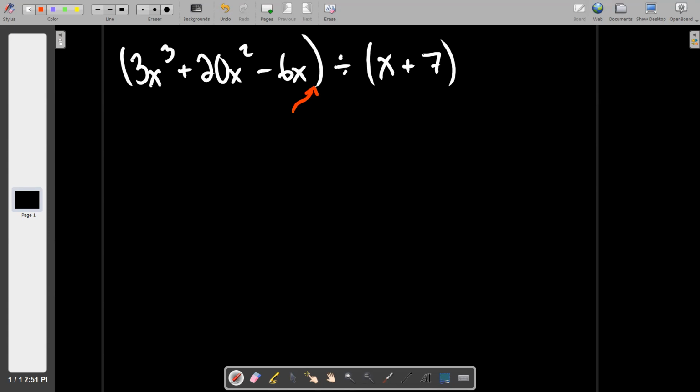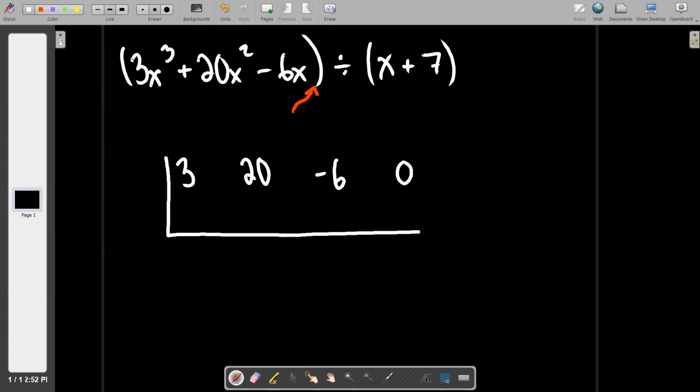So remember, the process from Thursday is that we take the coefficients off of the dividend and line them out. So 3 is for x to the third, and then there is no gap here. We go right to 20, that's for x to the second. And then we go right to -6, that's for x to the first. It is important that you add a zero, even if it's at the end. And then we're going to do our upside down. Remember, this is our synthetic division symbol.